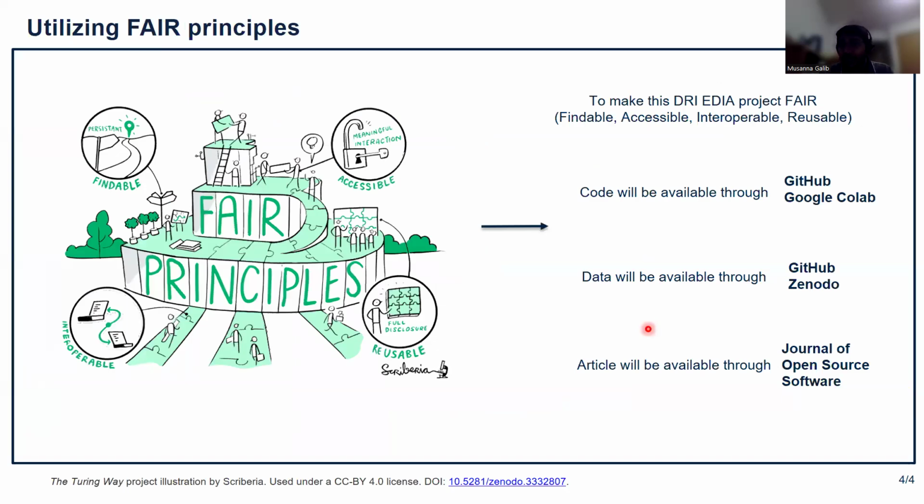Finally, I'm trying to make my DRI EDI project FAIR. That means findable, accessible, interoperable, and reusable, which is ensured by making the code available through GitHub and Google Colab so that it is findable and accessible. Data will be available through GitHub and Zenodo. Again, it will make it findable and accessible, and this will be under a license, which is the MIT license. This will make it reusable and interoperable. And the survey data will be included in an article, so that researchers can understand the progress and bottlenecks for this problem.